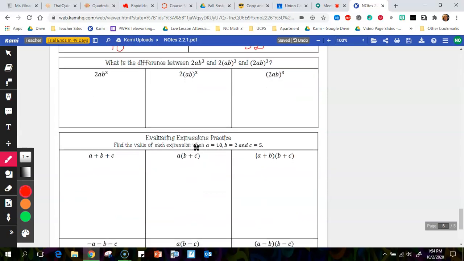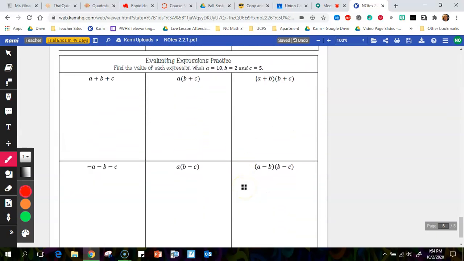All right, what is the difference between, and we're just going to write these out the long way, 2ab cubed? 2 times a, and b is the only thing that is raised to that 3rd power. Right here, a and b are raised to the 3rd power. So this is 2 times a times a times a times b times b times b. And this one right here is everything raised to the 3rd power.